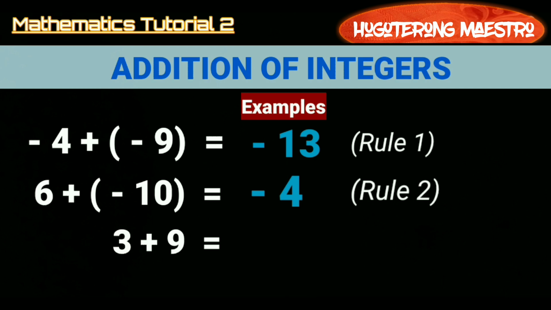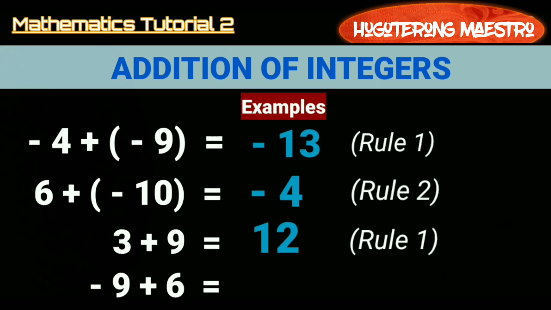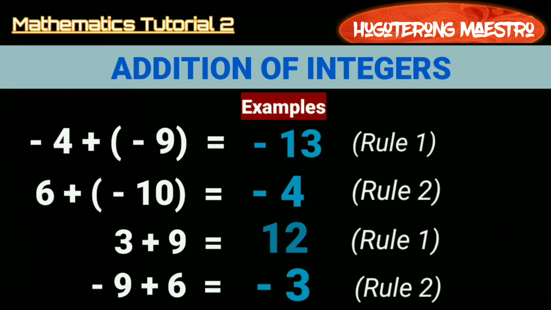3 plus 9. Dahil pareho siyang positive, so we will follow rule number 1. So, we just have to add 3 and 9, and we will follow the sign which is positive, so our answer is positive 12. Negative 9 plus 6, dahil hindi pareho ang sign yan, so we will follow rule number 2. So, we will subtract the bigger number to the smaller number, so that is 9 minus 6. We have 3, and we will follow negative, which is the sign of the bigger number.